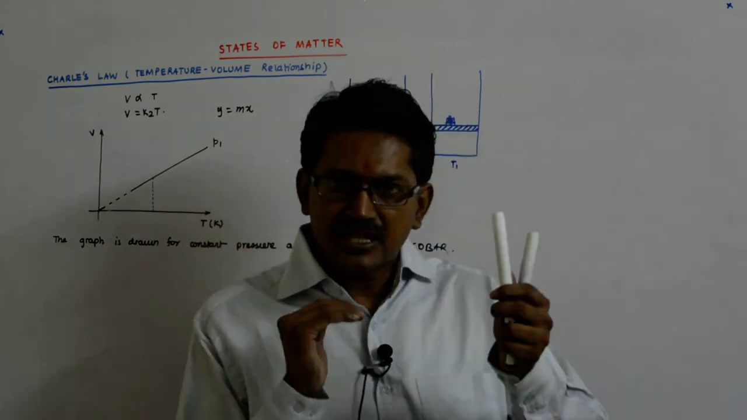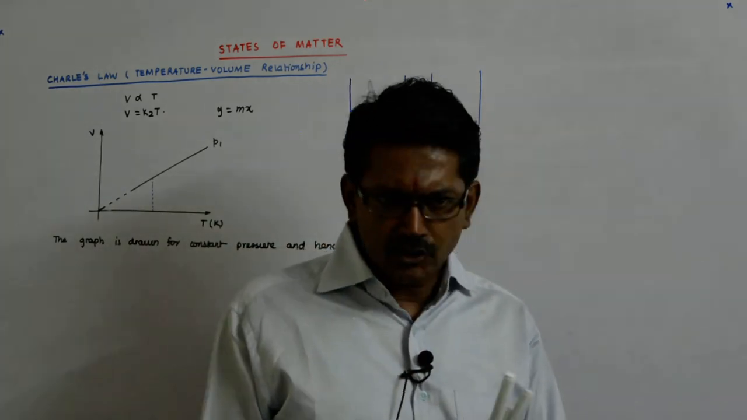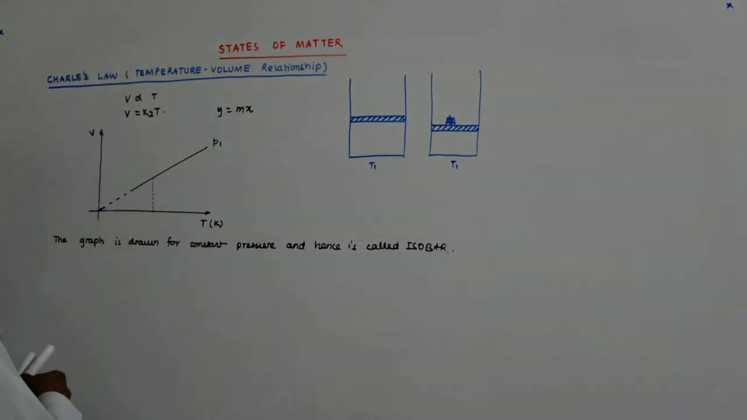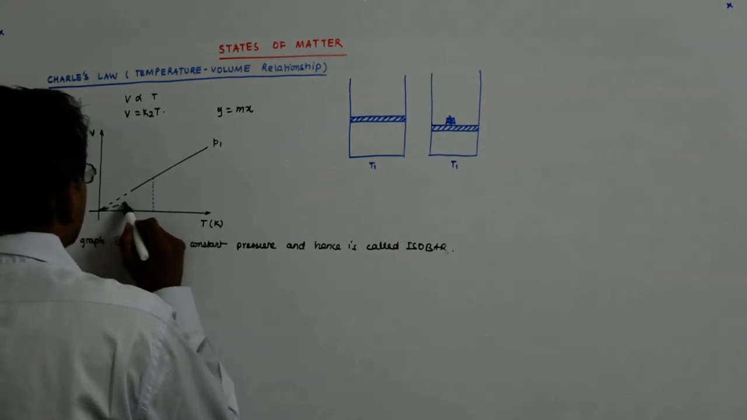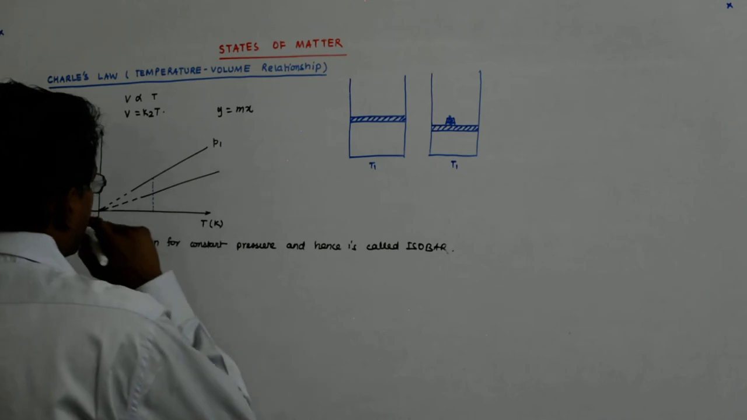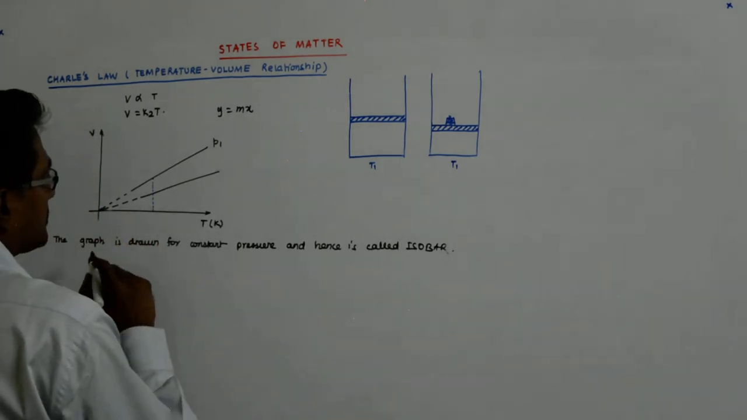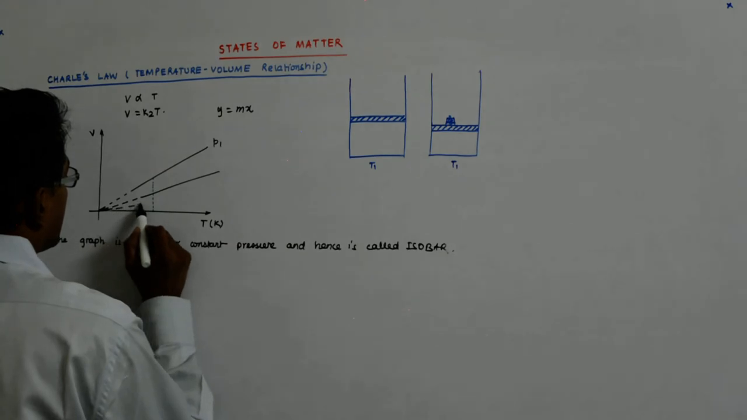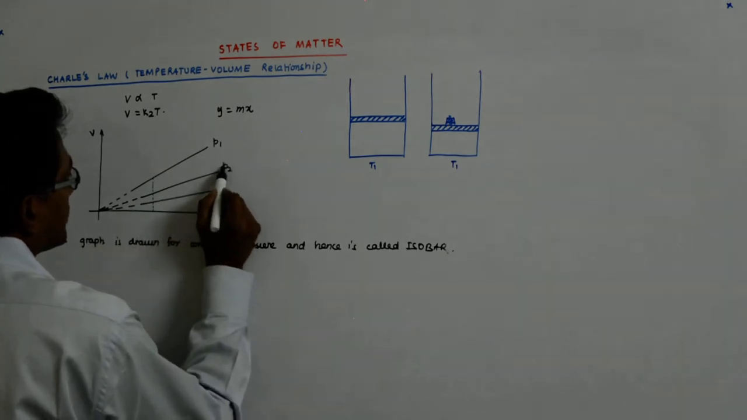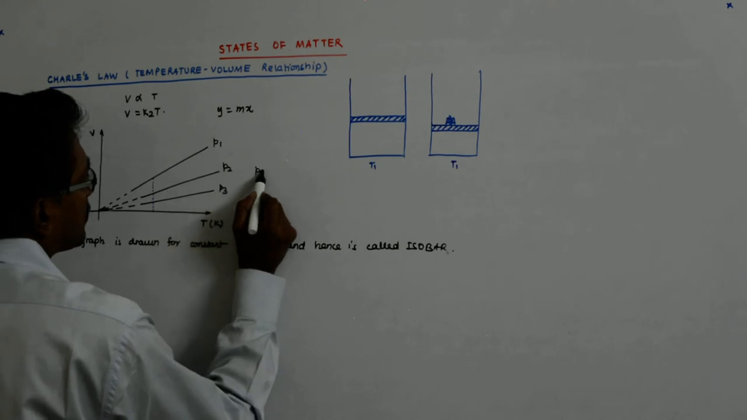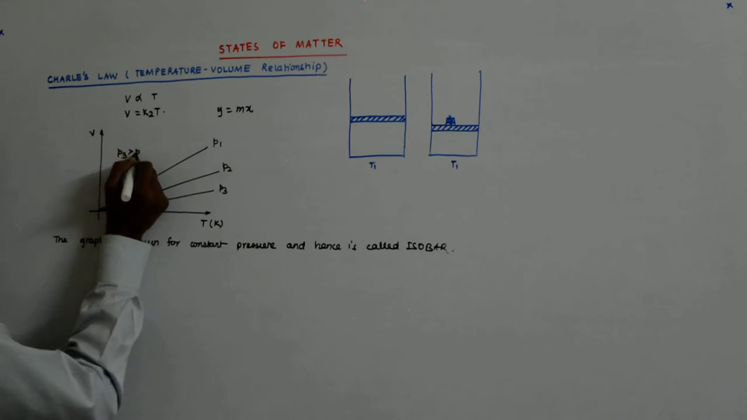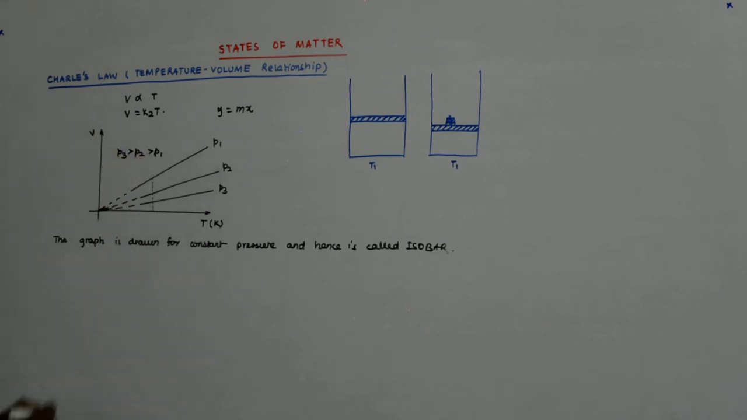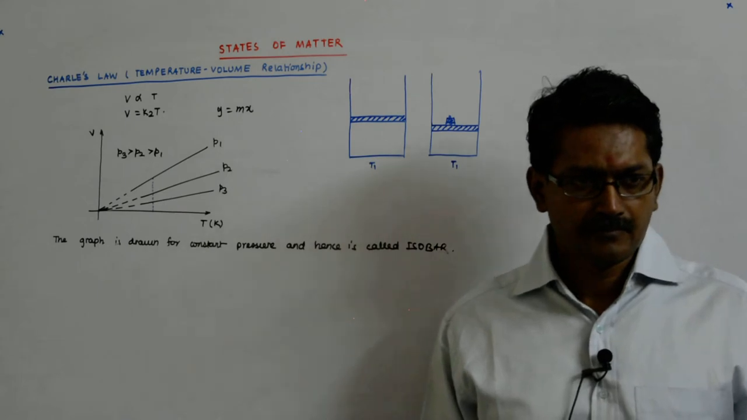Is it not? So kind of Charles and Boyle acting together, and you should be able to think that way. So the second line for a higher pressure should be like that, and maybe the third should be something like that. So P1, P2, P3, where the condition is that P3 is greater than P2 is greater than P1. We get the point? Do we understand?